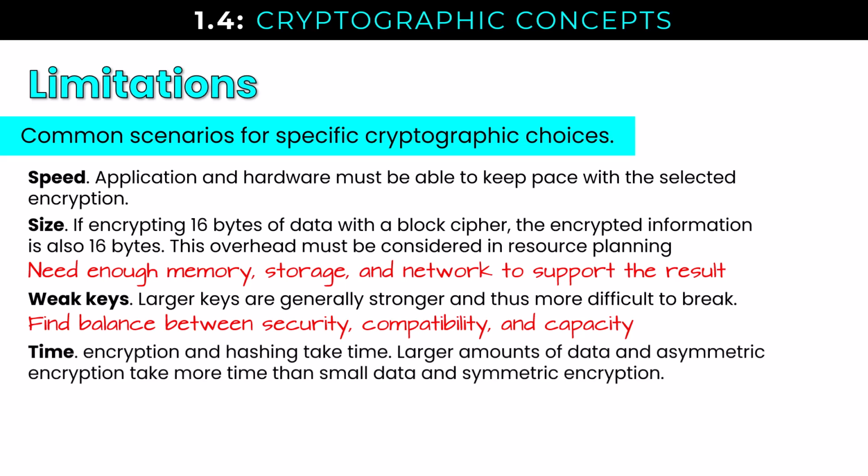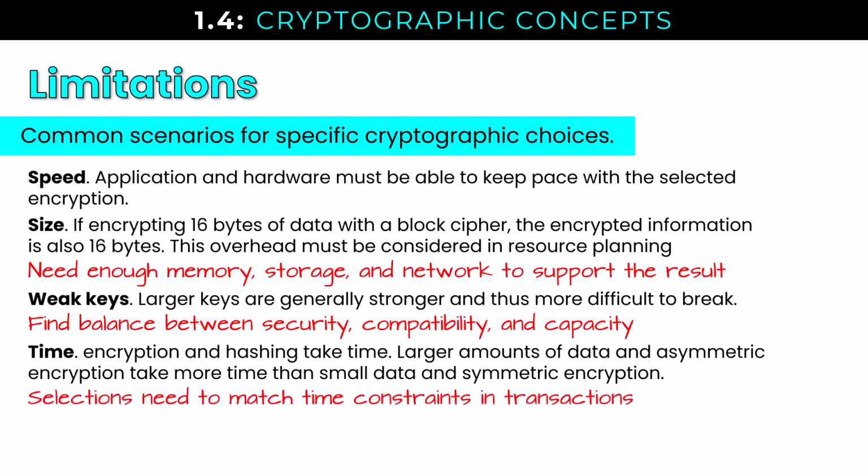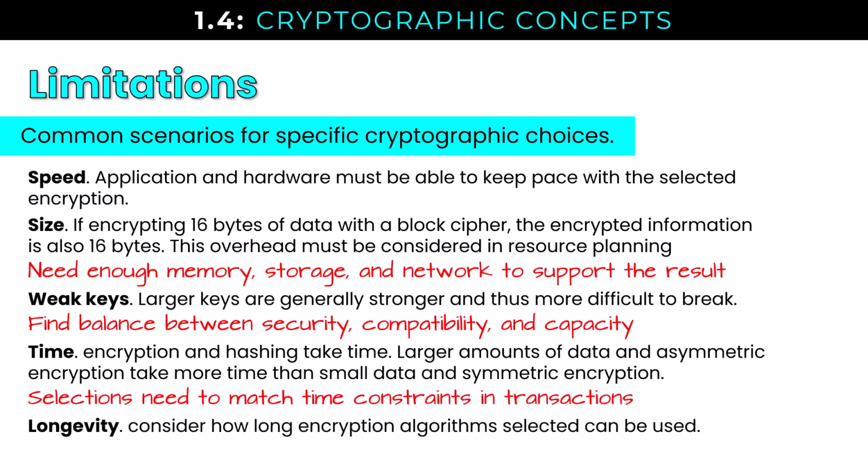Time. Encryption and hashing take time. Larger amounts of data and asymmetric encryption take more time than small data and symmetric encryption. So your selections need to match time constraints in transactions. And longevity. So consider how long encryption algorithms selected can be used. Older algorithms will generally be retired sooner, as will scenarios where you select a smaller key size, because you will be impacted by larger compute, by quantum, sooner.